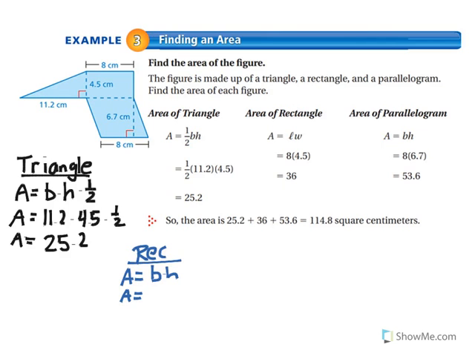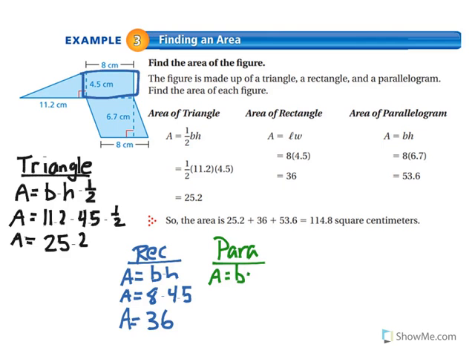My dimensions of the rectangle, which is right over here, is 4.5 times 8. So I'm going to do 8 times 4.5. And then when I multiply that together, I get area equals 36. And then I have the parallelogram. I'll just put para. For the parallelogram, again, it's area equals base times height.